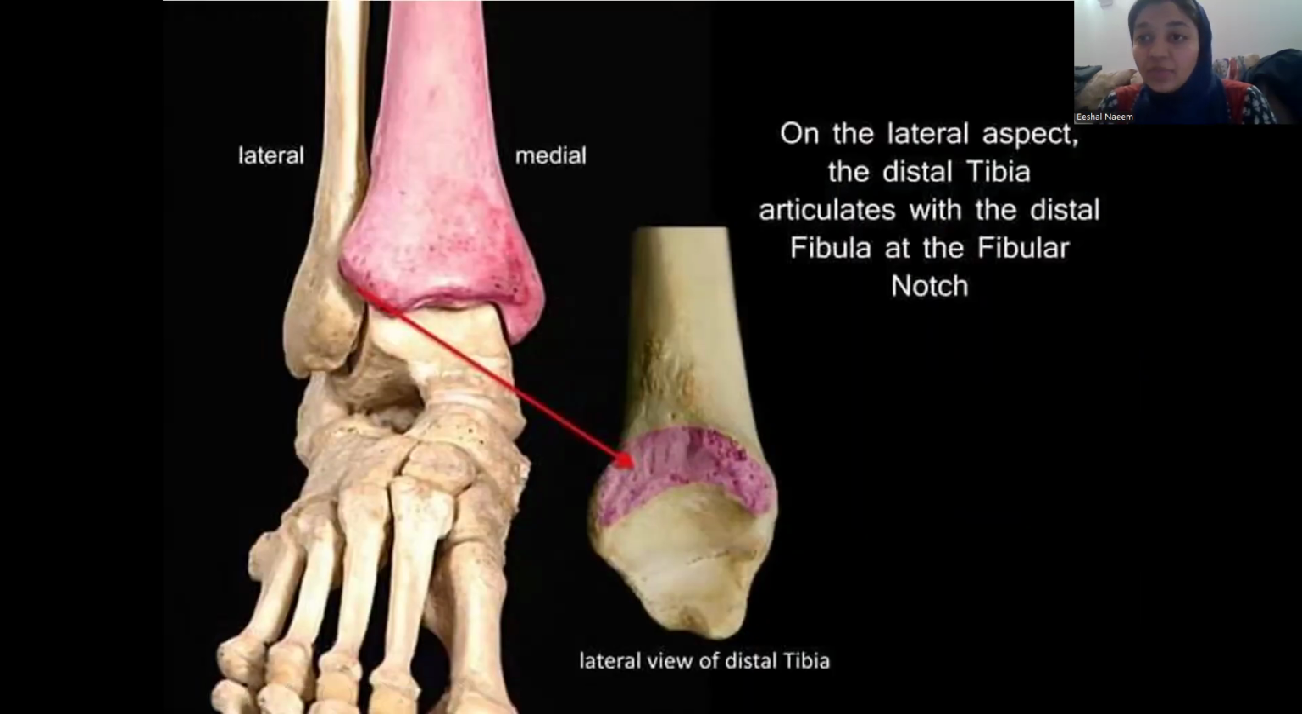The lateral aspect of the distal tibia articulates with the distal fibula at the fibular notch. So this is the lateral surface. This was the medial malleolus. This is the lateral surface. On the lateral surface is a fibular notch here. Why is this fibular notch important? Because it articulates with the distal fibula at the fibular notch. You can see that in this image here, right?